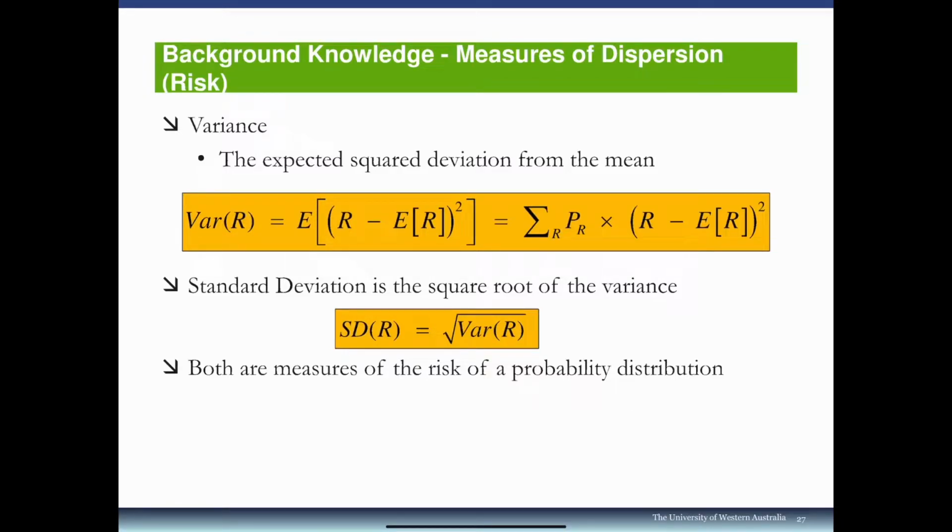If you do some advanced units in finance and economics, you will probably come across the terms skewness and kurtosis. These are also measures that describe the probability distribution. We're not going to go through skewness and kurtosis here, so don't worry about it.